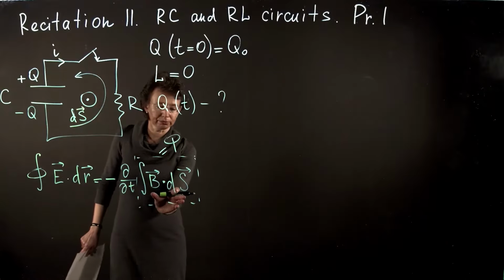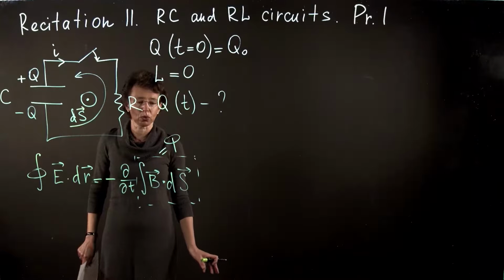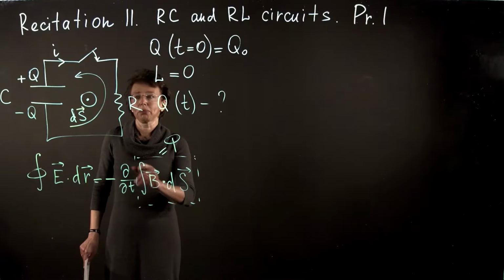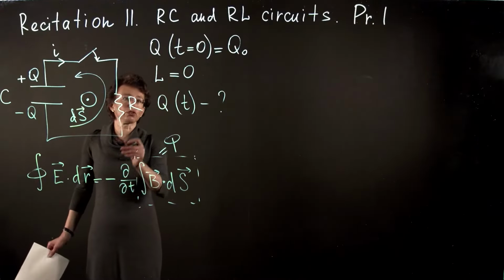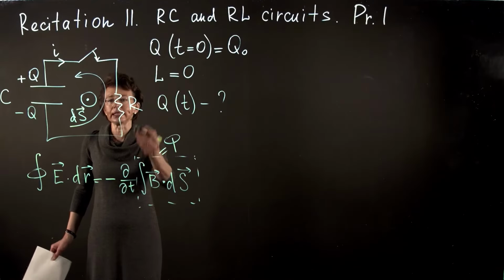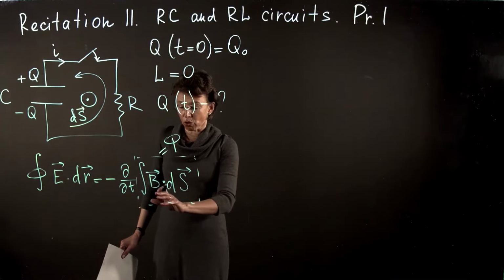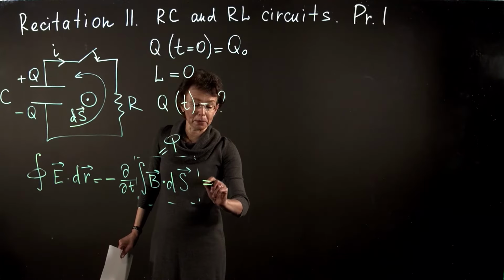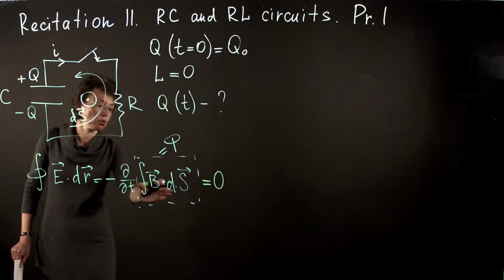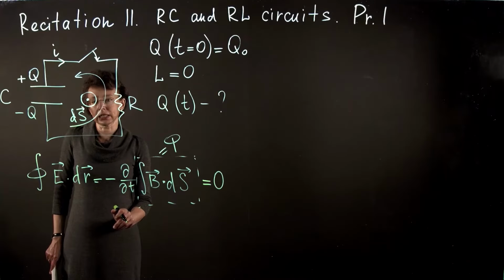Now let's look at the right hand side of this equation. I have d phi dt, but there is no external magnetic field. The self-induced magnetic field we neglected. It was given: neglect self-inductance. So the flux of the magnetic field is 0. The right hand side of this equation is 0.